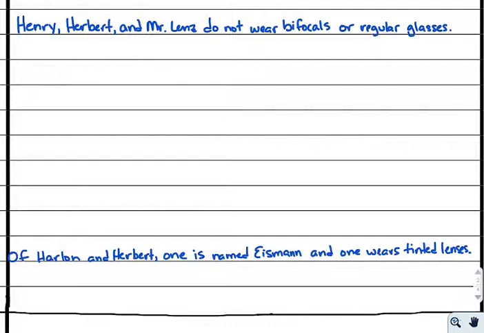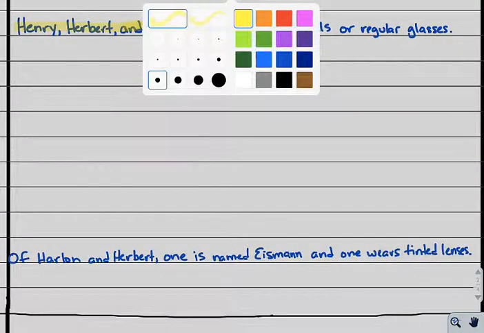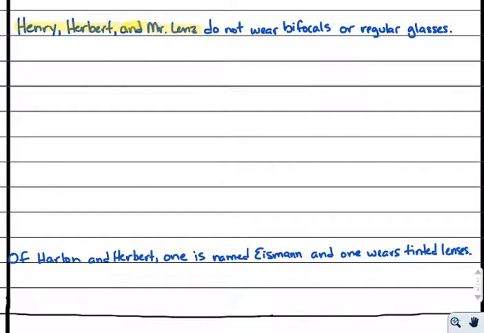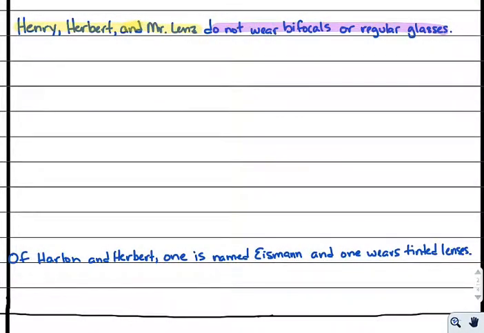So the way to think about this, at least initially, is to think about the subject of a sentence, and then the target of that subject. I'm sure I'm using the wrong terminology, and my ninth grade English teacher would roll her eyes at me. But here's what I mean. Henry, Herbert, and Mr. Lenz form the subject of our sentence. They're the ones actually doing the action, and the rest of it becomes the target of that subject. So they do not wear bifocals or regular glasses. At a very superficial level, that gives us at least one if-then.